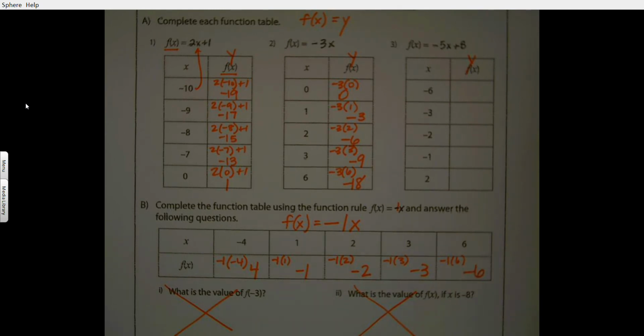And yes, that negative just means change its sign to its opposite. So negative 4 became 4. 1 became negative 1. 2 became negative 2. 3 became negative 3. 6 became negative 6. It just means its opposite sign, or you just multiply each by negative 1.